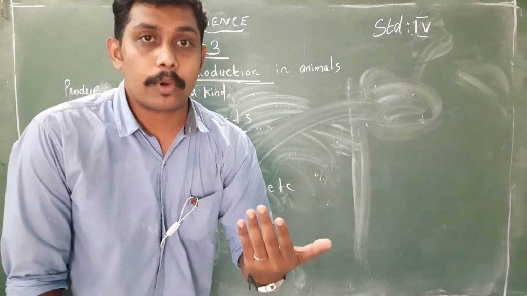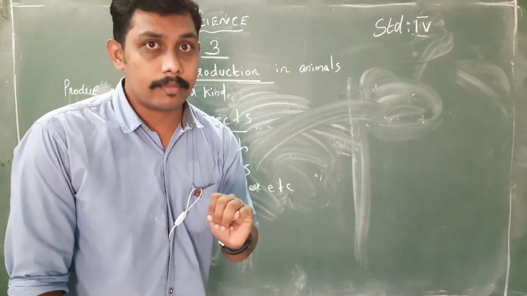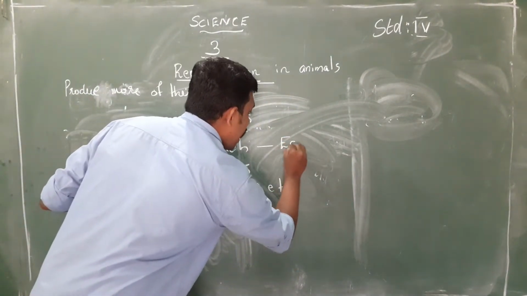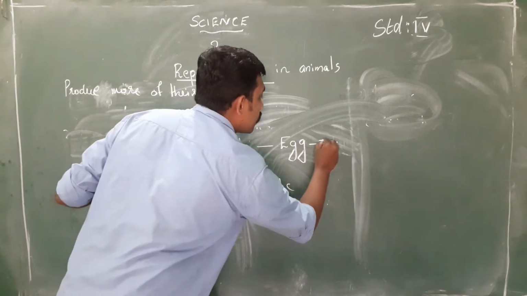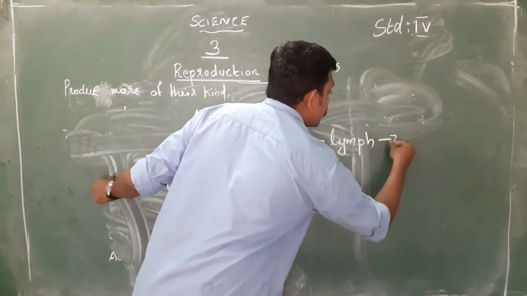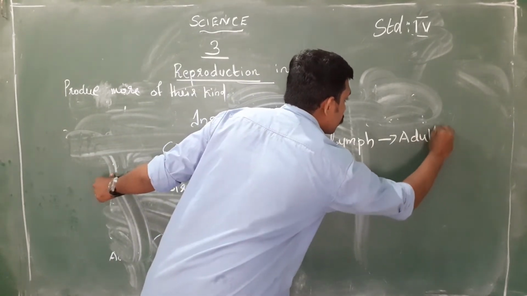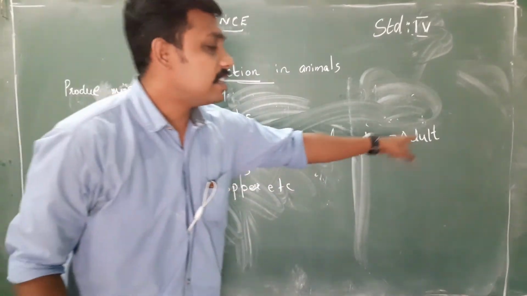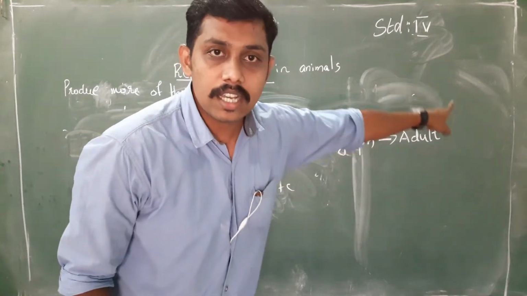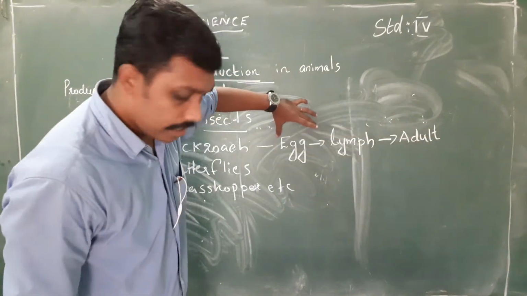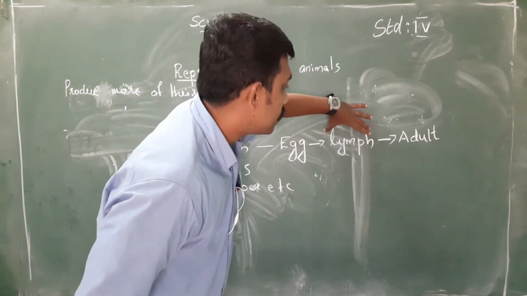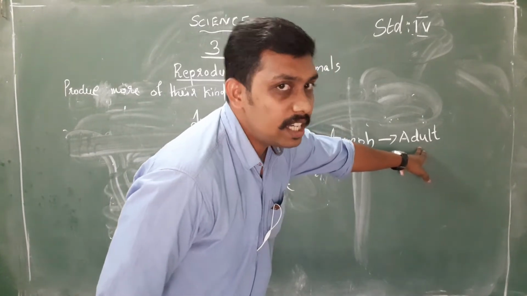In the case of cockroach, the reproduction has mainly three stages. In cockroach: egg, nymph, and the final stage is the adult cockroach. So these are the main three stages in the case of cockroach. What are they? Egg, nymph, and adult. Egg is the first stage, nymph is the second stage, and adult is the third stage.